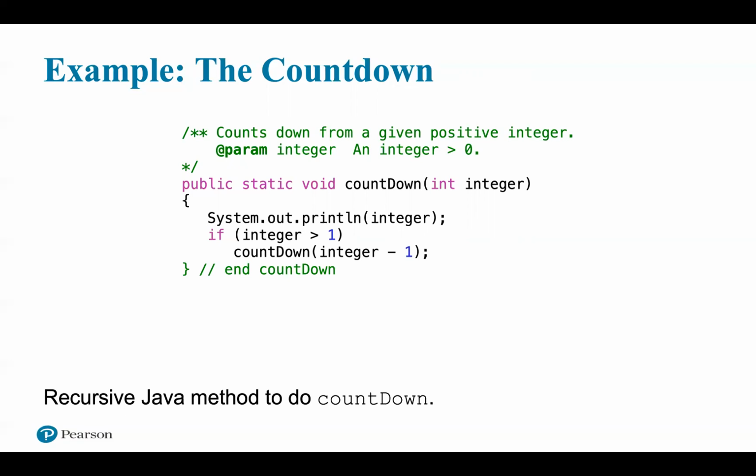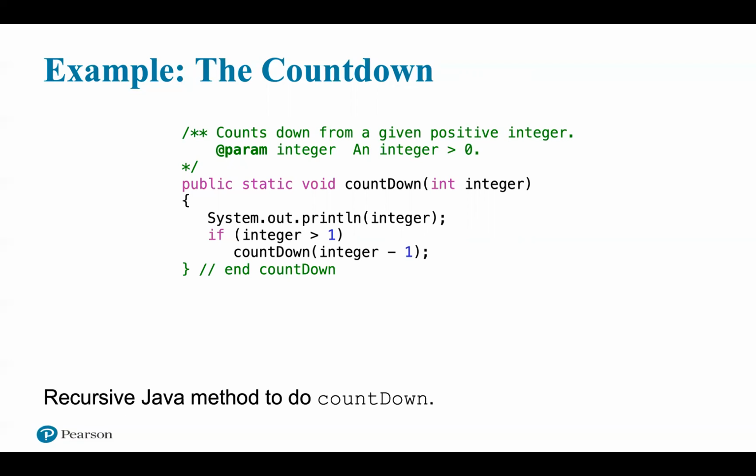The method countdown displays the given integer as a part of a solution that is contributed directly. This happens to occur first here, but it need not always occur first. The smaller problem is counting down from an integer minus 1. The method solves a smaller problem when it calls itself recursively.